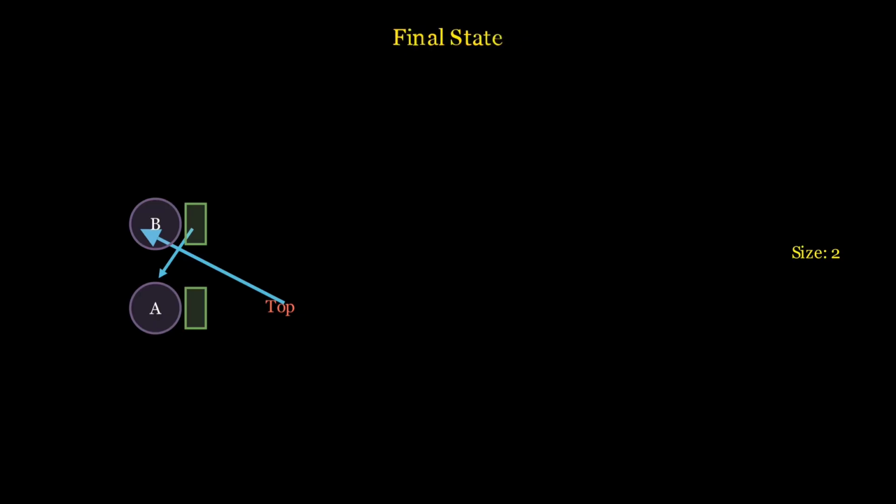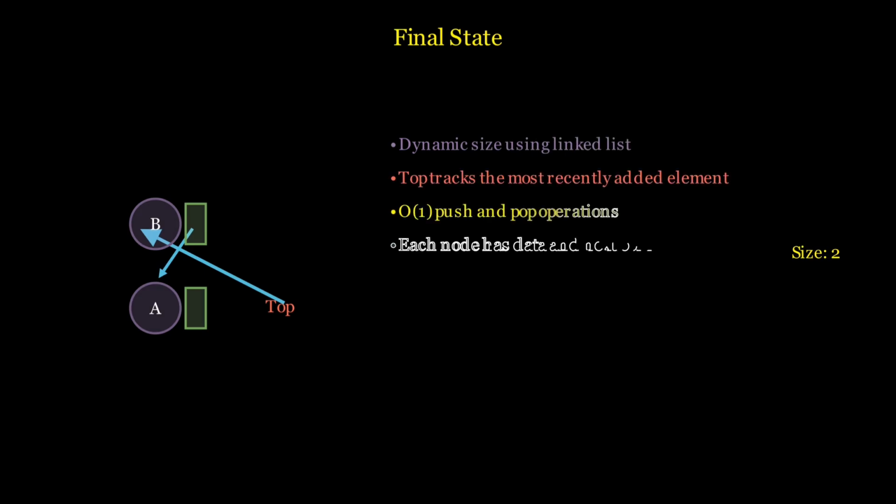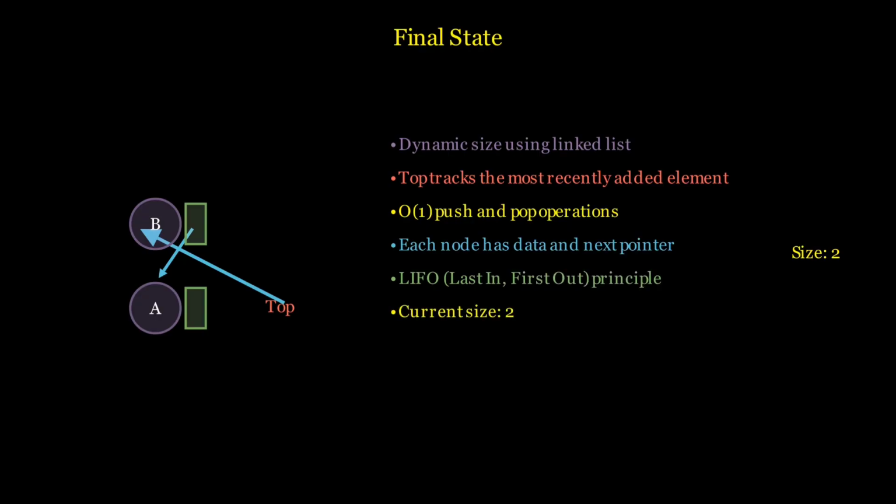Here we have dynamic sizing, no fixed capacity like arrays. The top pointer always tracks the most recently added element for constant time access. Each node contains both data and a pointer to maintain the chain. Alright, let's dive into the code.